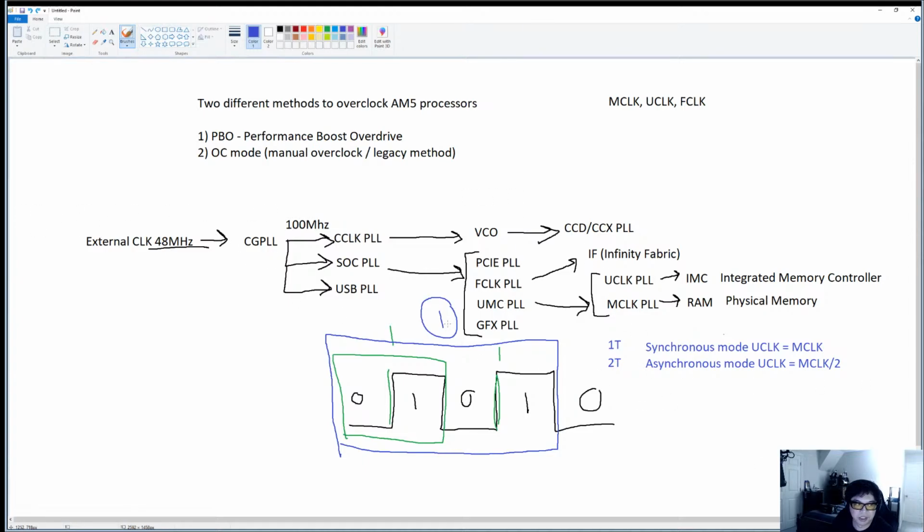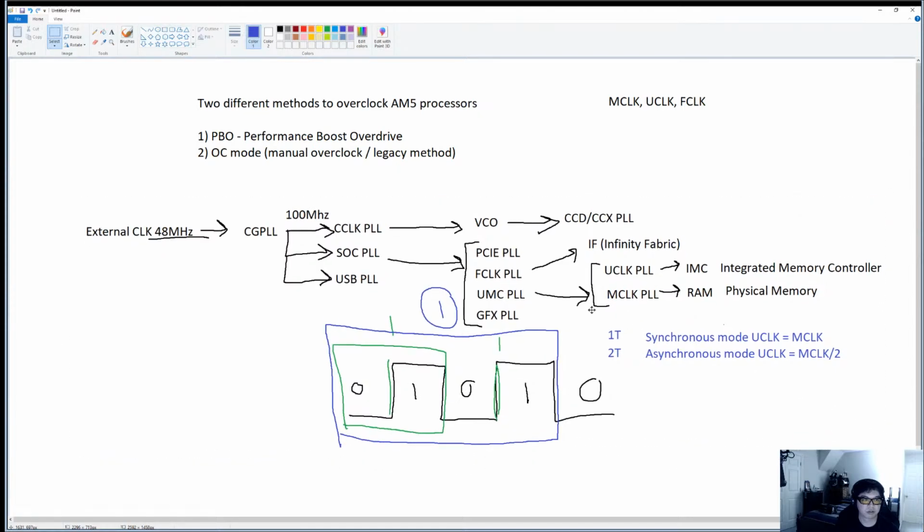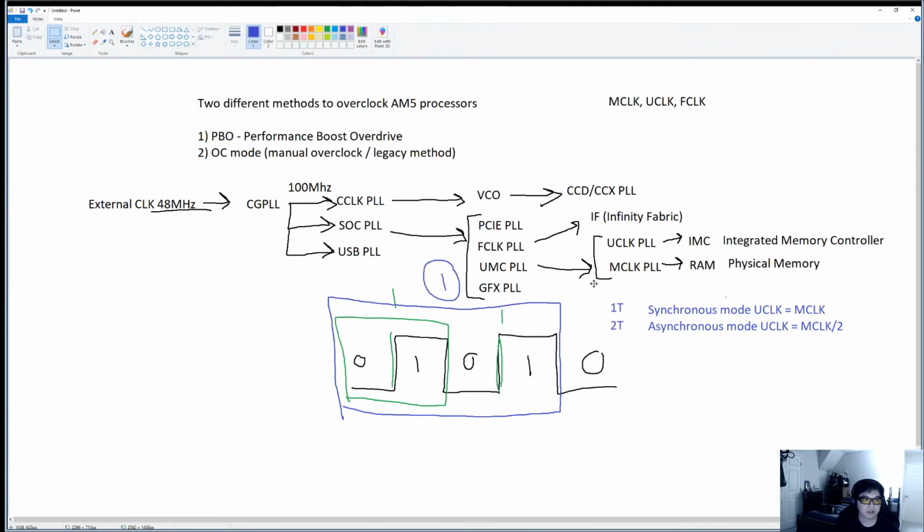All right, so let's talk about PBO now. We're going to talk about the Precision Boost Overdrive on here. What I'll do, let me try to make some space here. Let me move this up, move all of this up, scrunch this up here.